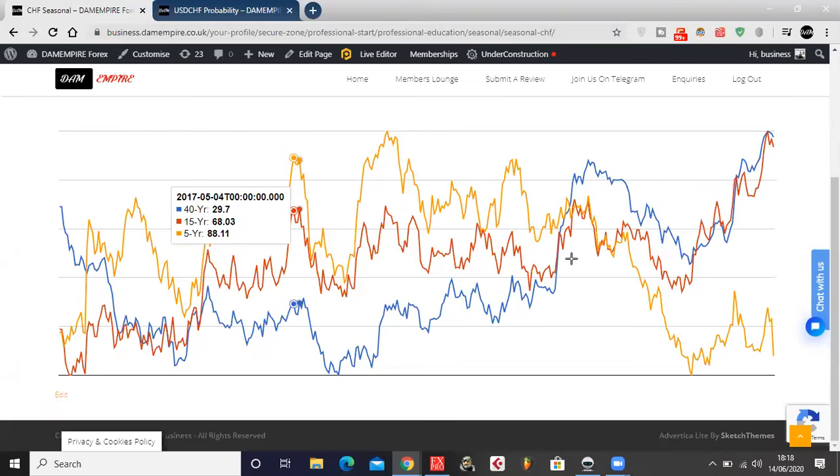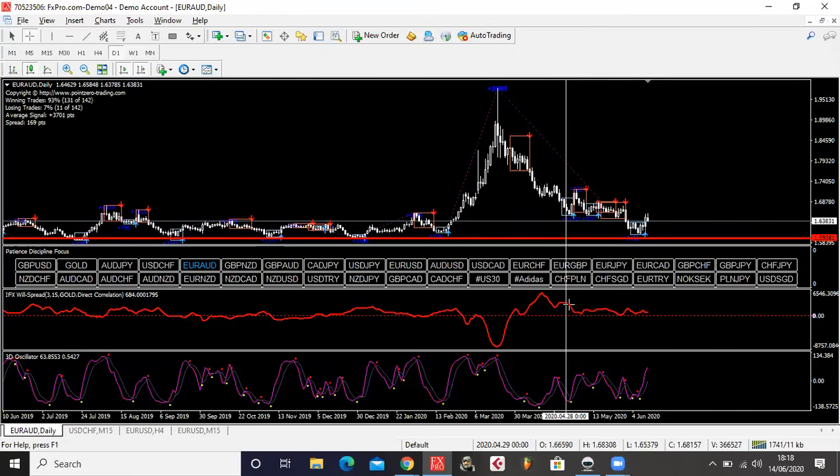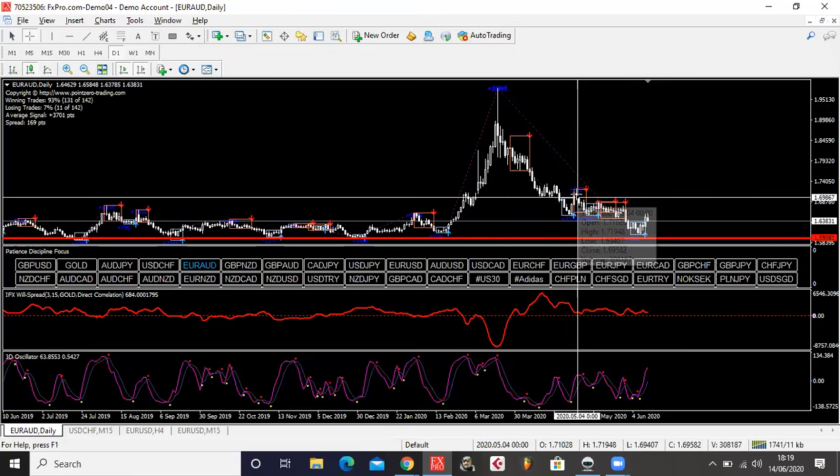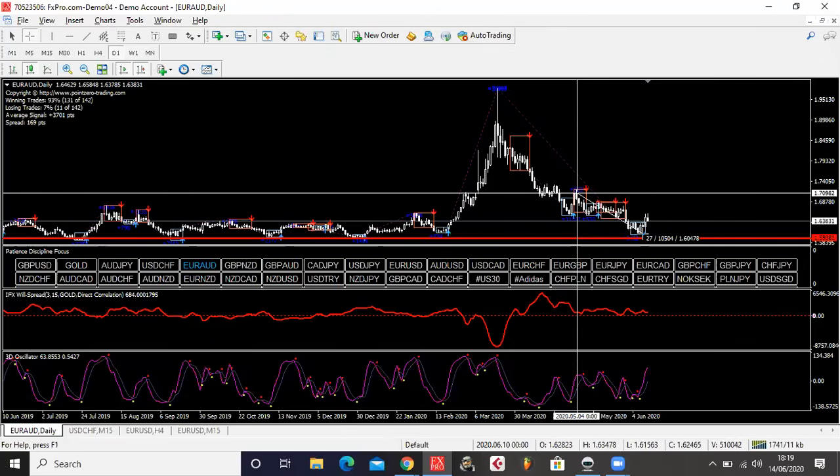So right here, you see that dip before the 1st. At this point right here is the 1st. And guess what? On the 4th, which was the second peak, that's where it peaked the second time. And then boom, market fell. It fell 1,000 pips. You understand?